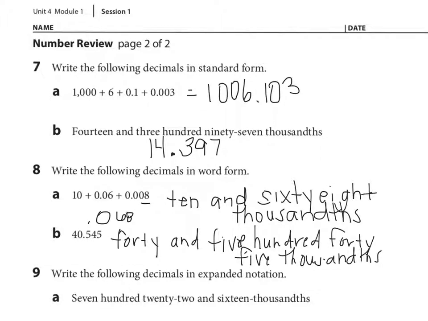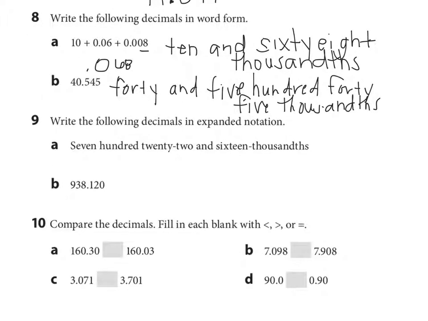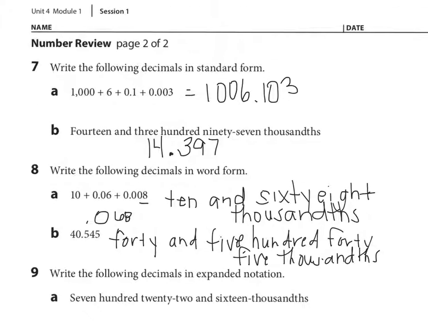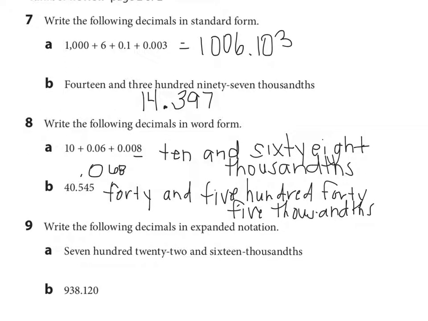And number 9, write the following decimals in expanded notation. So if you notice here, we've had 3 forms we've talked about. We have standard form, which looks like this. We have word form, which looks like words. Then we have expanded notation. That's what we're going to do now.